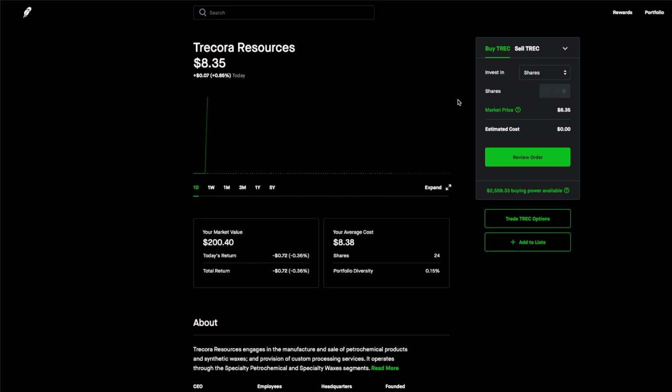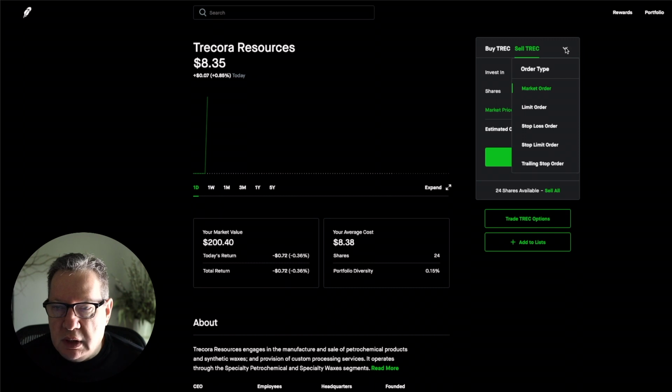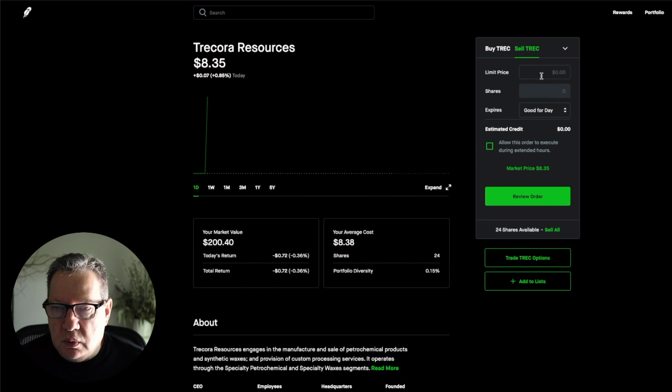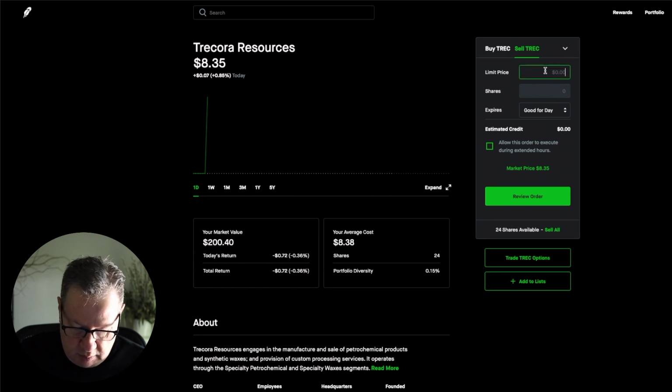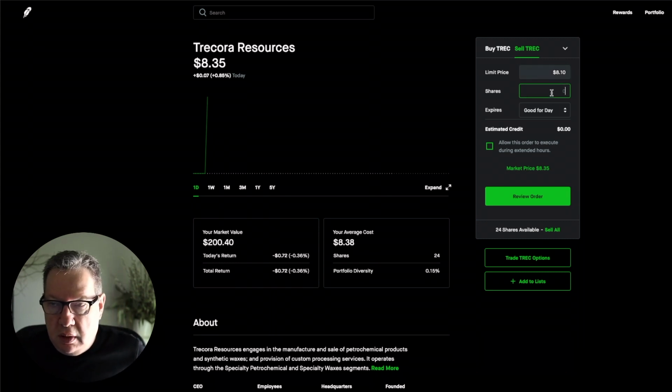But now is a good time to, now you'll notice that a sell indicator has appeared over here, and we can go into that sell. Now you'll pull down over here, and we're interested in placing a limit order, and we'll keep it at, let's say, $8. I think we said $8.10, and all 24 of our shares, and we'll change it to good till cancel.